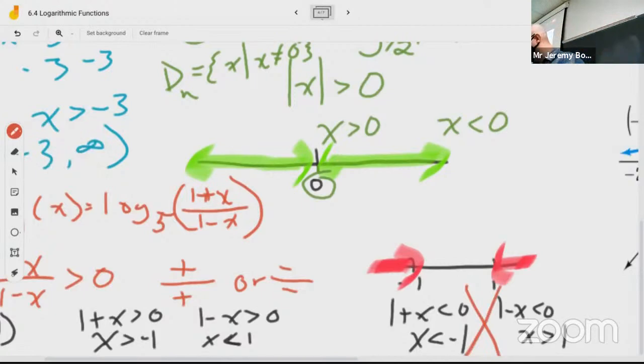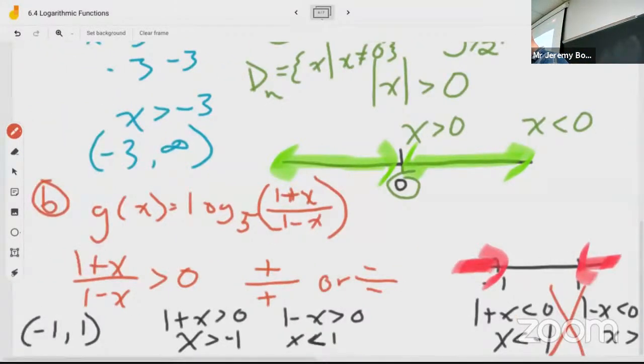So the only one we got to worry about is going to be this one right here. Oh, that's why I was looking at the wrong one. I was like, hold up, I got a different answer. Notes. I forgot we did them out of order. So that would be the only interval that would be allowed for this. Any questions on that?